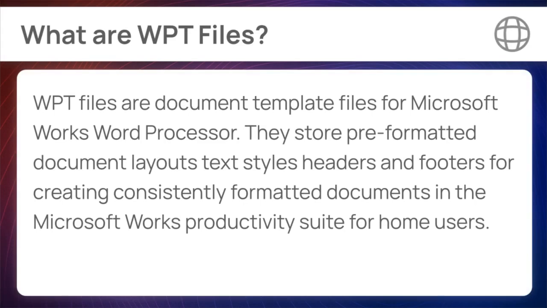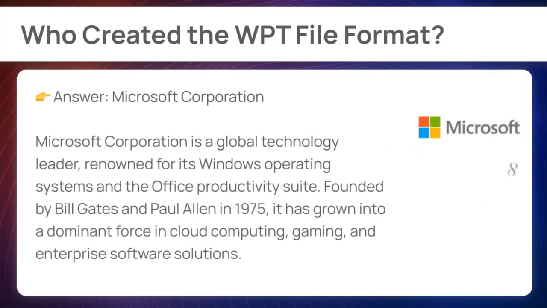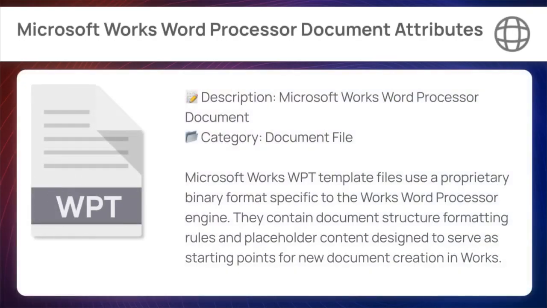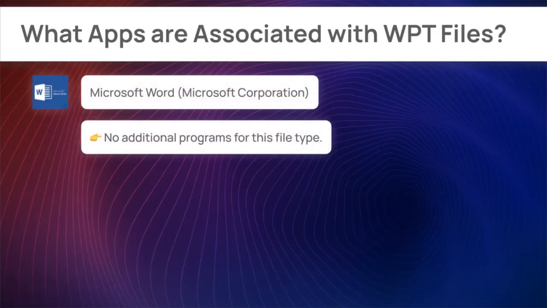They store pre-formatted document layouts, text styles, headers, and footers for creating consistently formatted documents in the Microsoft Works productivity suite for home users. Microsoft Works WPT template files use a proprietary binary format specific to the Works word processor engine. They contain document structure formatting rules and placeholder content designed to serve as starting points for new document creation in Works. For reliable opening, Microsoft Word by Microsoft Corporation offers the best solution for WPT.